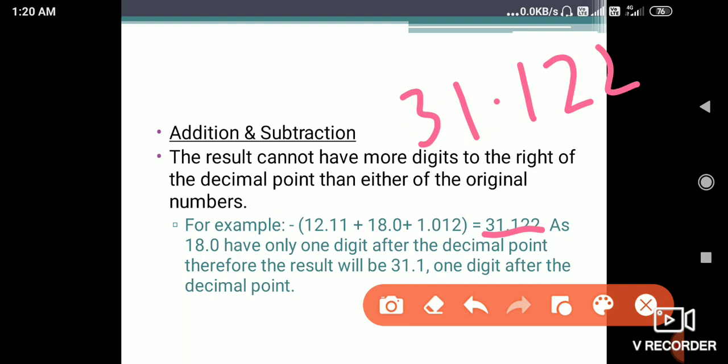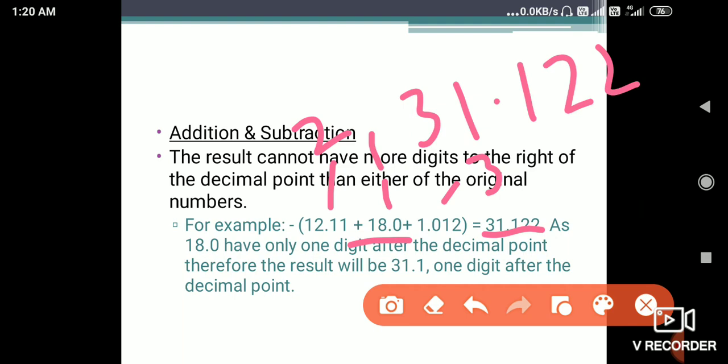You have to check all the numbers which you have added. What you have to check is, after the decimal, which number has the least digits. The first number, 12.11, after the decimal has two digits, that is 0.11. The next number, 18.0, after the decimal has one digit, only 0.0. The third one has three digits, that is 0.012. So which one has the least number after the decimal? That is 18.0.